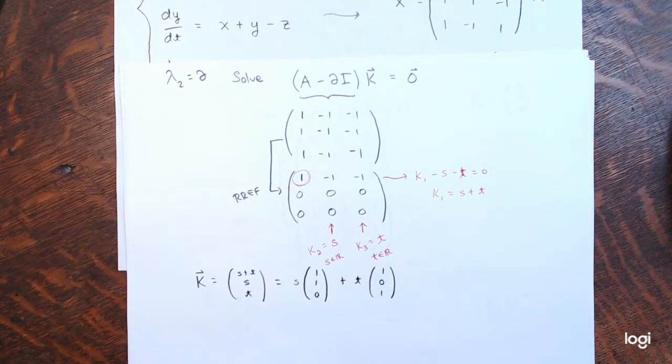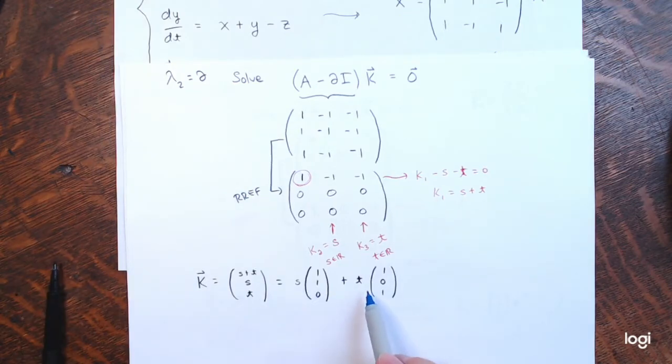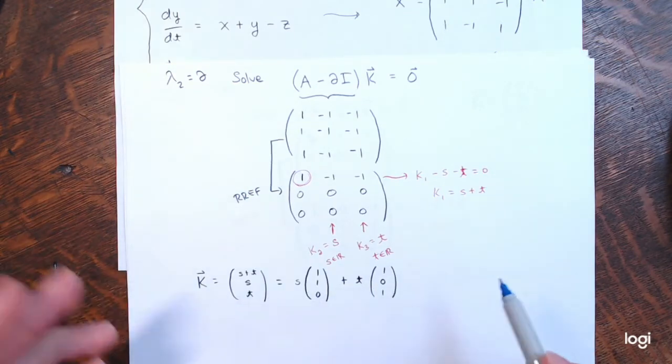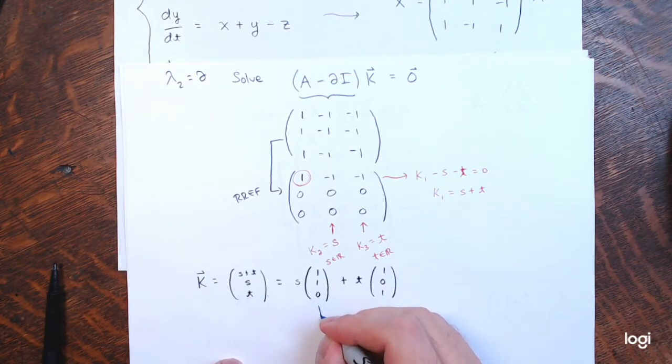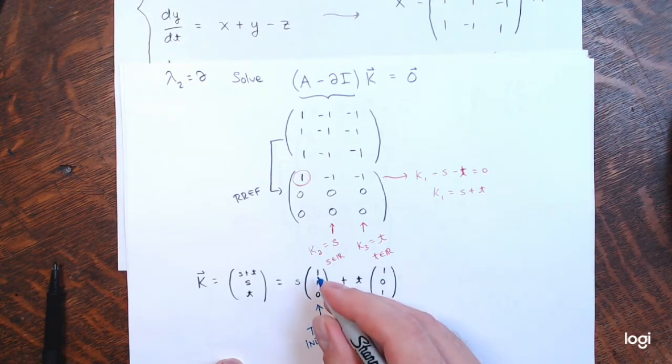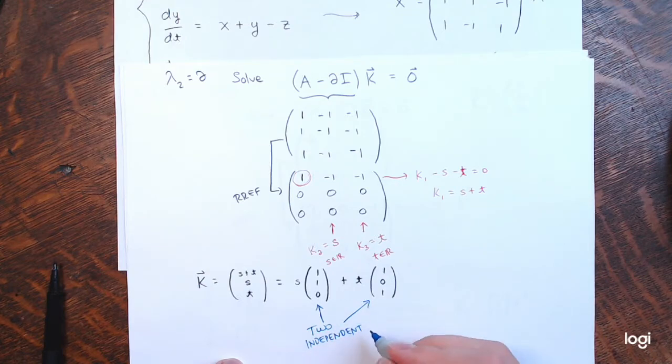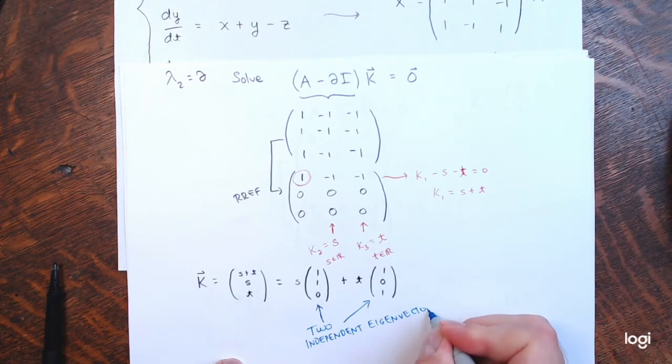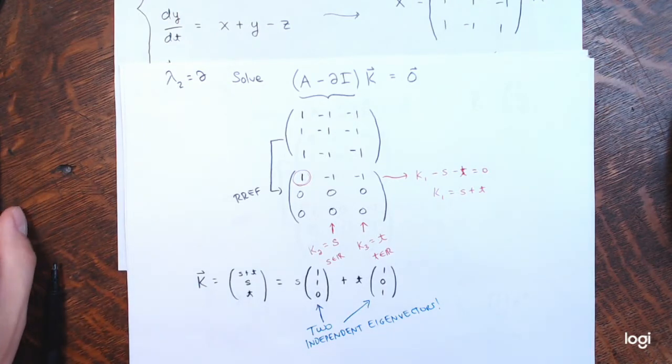And do you see now that s and t can be any real number, as long as they're not both 0? If they're both 0, then we don't have an eigenvector. But do you see how we have 2 independent eigenvectors, 1, 1, 0 and 1, 0, 1, for this eigenvalue with multiplicity 2? If the number of independent eigenvectors is the same as the multiplicity, that is wonderful.